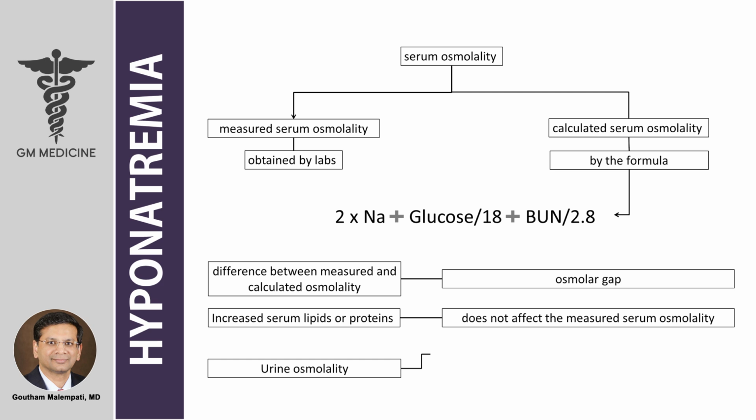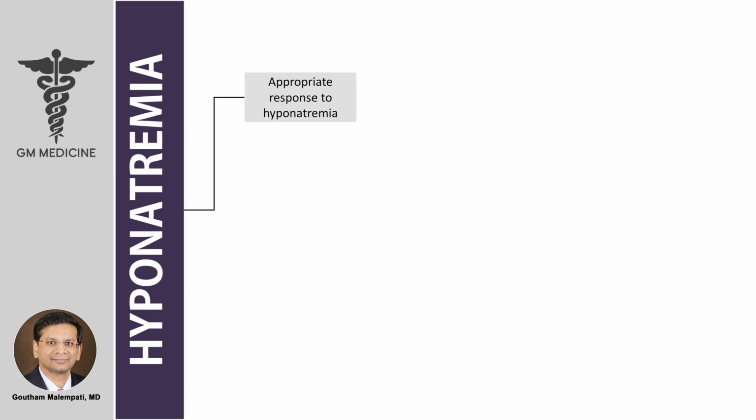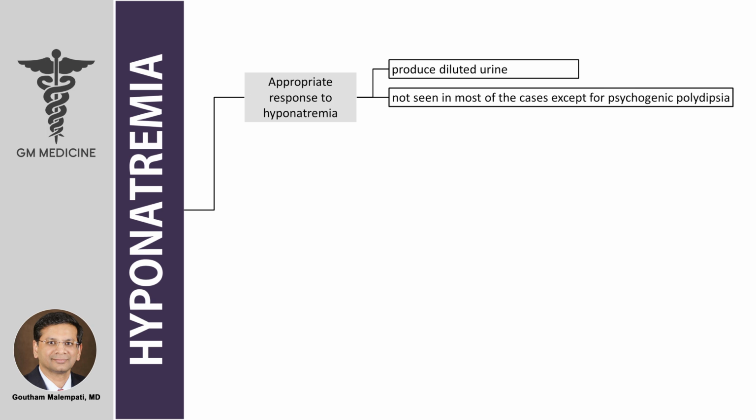Urine osmolality is of less clinical significance than serum osmolality. It's usually reported as a range between 50 to 1200 milliosmol per kg. The appropriate response to hyponatremia is to produce a diluted urine. However, this is not seen in most cases except for psychogenic polydipsia, where the urine osmolality is less than 100 milliosmol per kg.